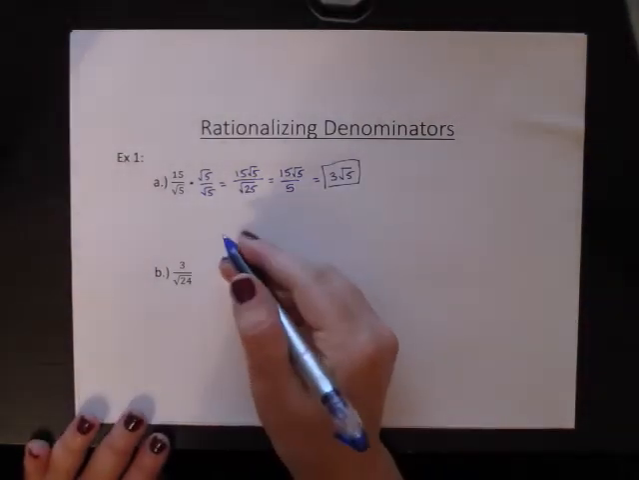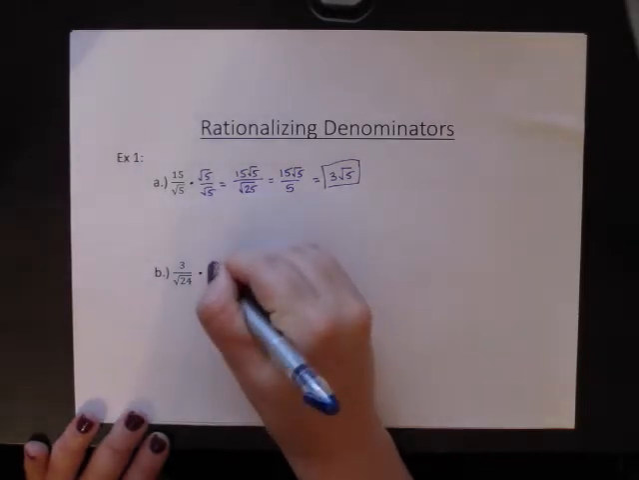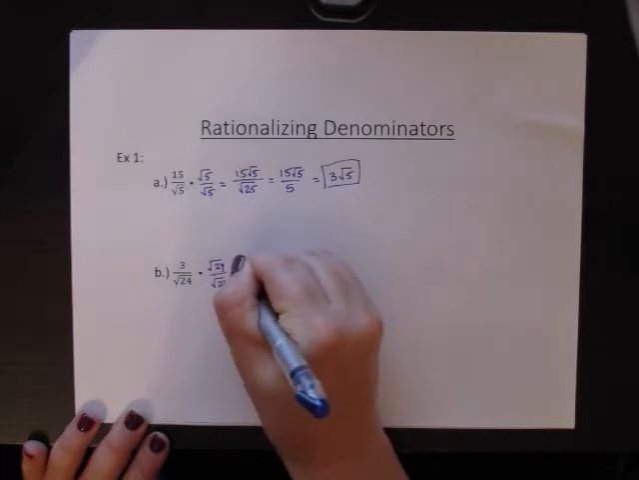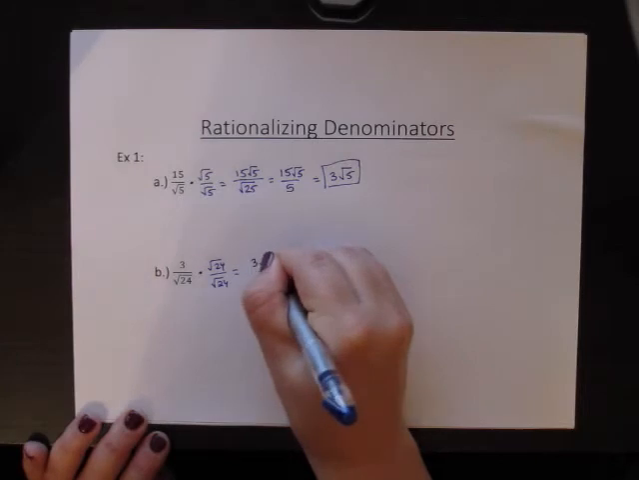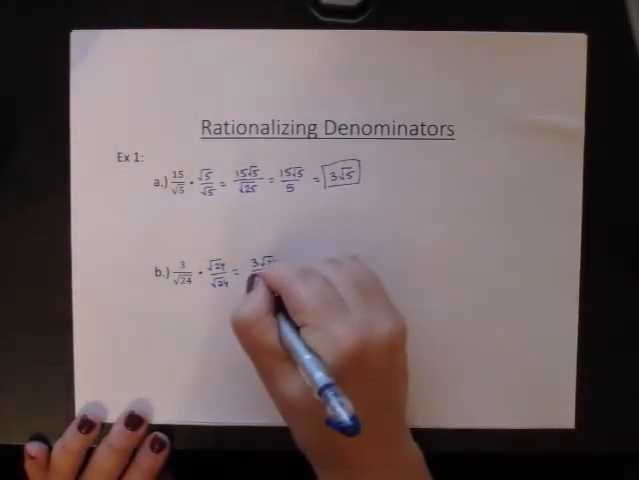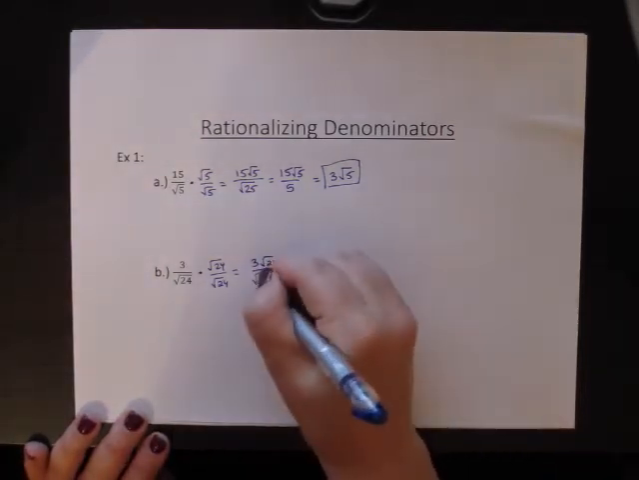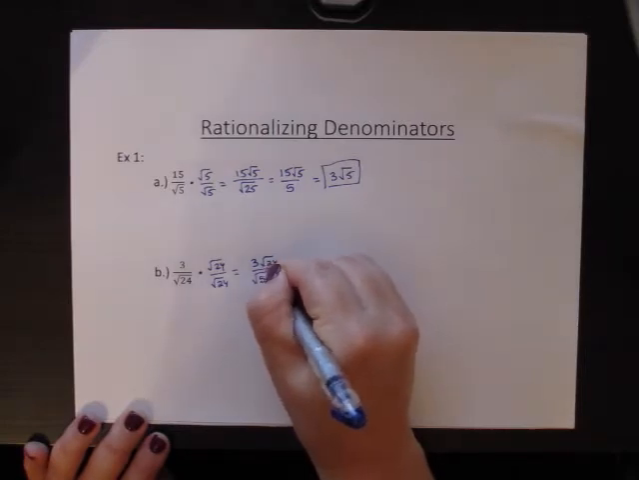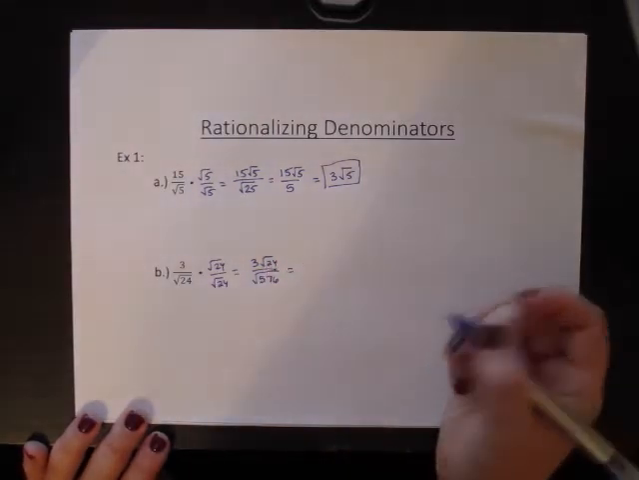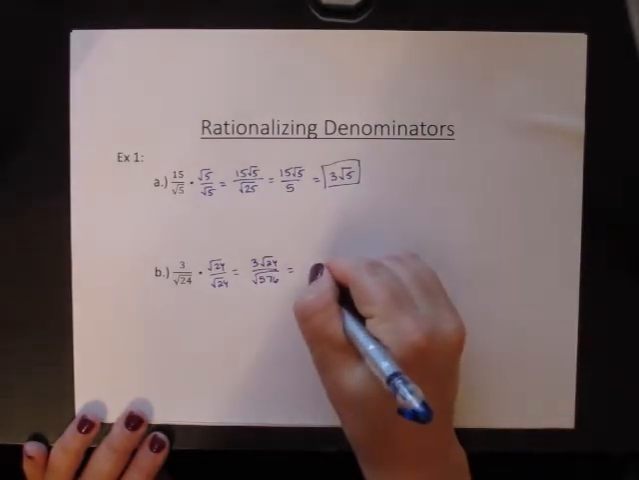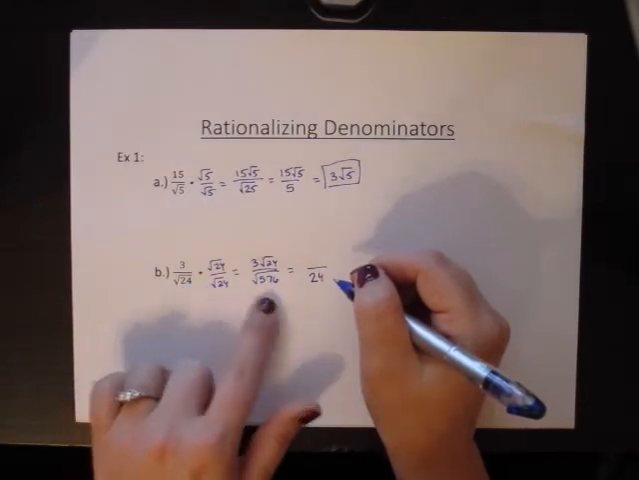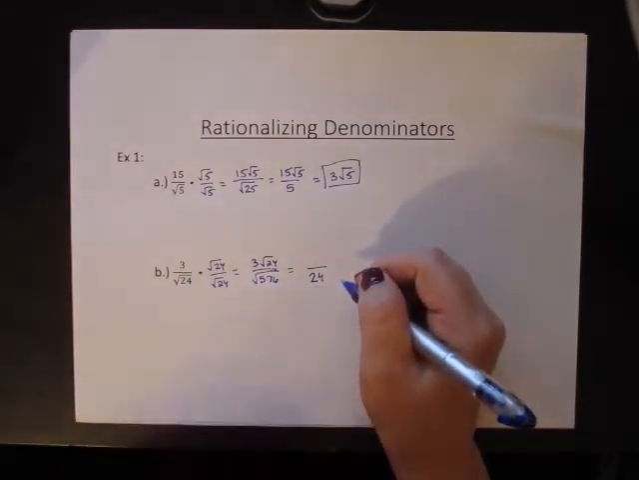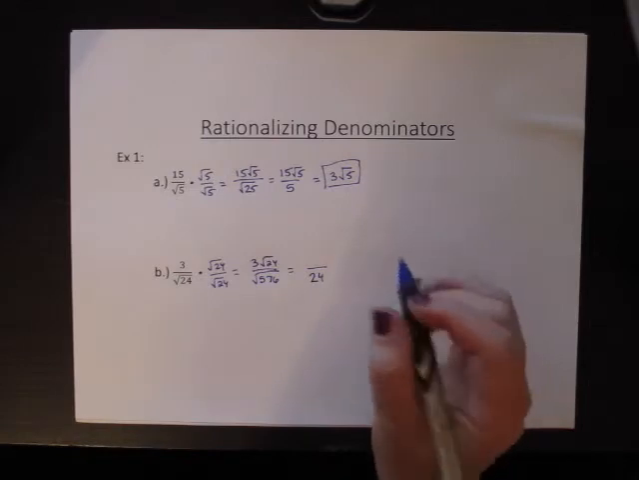So I've got 3 over the square root of 24. First thing I want to do is multiply it by 1. So I go the square root of 24 over the square root of 24, because I can't have a radical in the denominator. On the numerator I've got 3 square root 24. And on my denominator, the square root of 24 times the square root of 24 is a perfect square of 576. But the square root of 576 is just going to be 24. If you want to go ahead and just take off the square root, you can go to this step. I don't really care. Either way is totally fine.